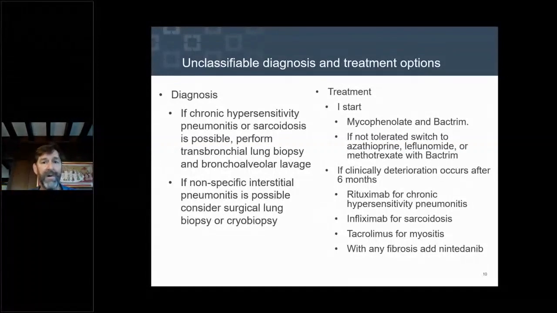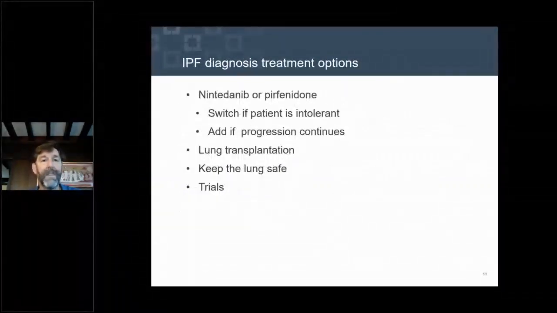Treatment, I won't go into too much. But if I don't think it's IPF or UIP, I then think of immunosuppressive agents. And if they progress, think of rituximab for HP. So diagnosis and treatment options.